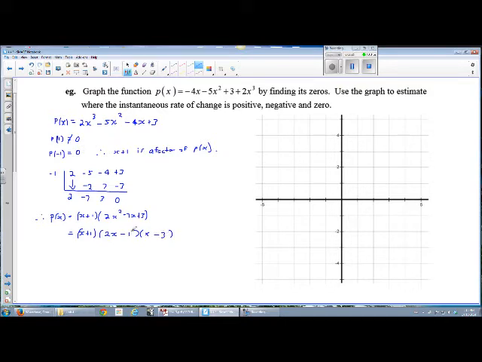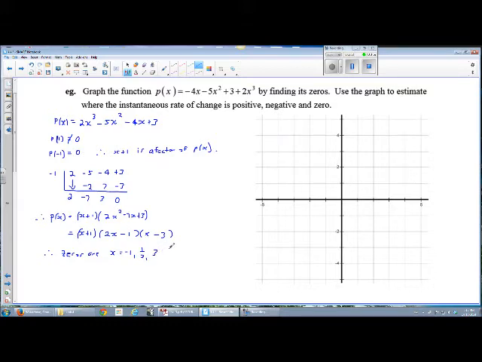Negative 1 times negative 3 gives me positive 3. 2x times negative 3 is negative 6. Negative 1 times x is negative 1x. So I get negative 6x plus negative 1x gives me negative 7x. So those would be the factors of p of x. And therefore, the zeros are x equals negative 1, 1/2, and 3.